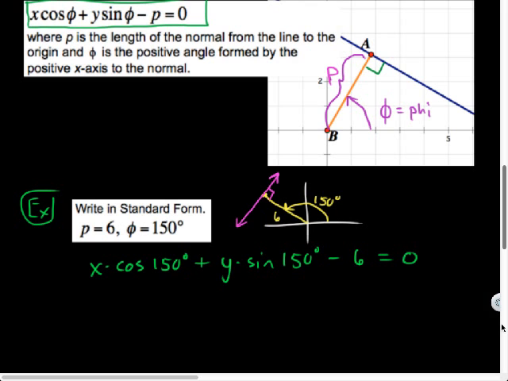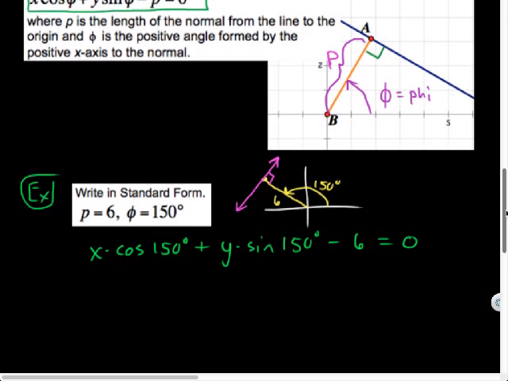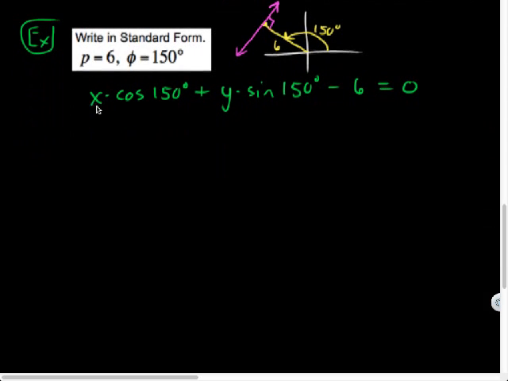So if I want to write this in standard form, I can just evaluate some of these things and simplify. So let's figure out what the cosine of 150 degrees is. Well, by reference angle, that's the same as the negative cosine of 30 degrees. You guys are all good with your reference angles, I'm sure of it, because the reference angle right there is 30 degrees.